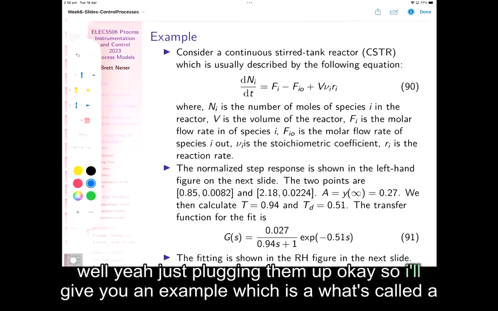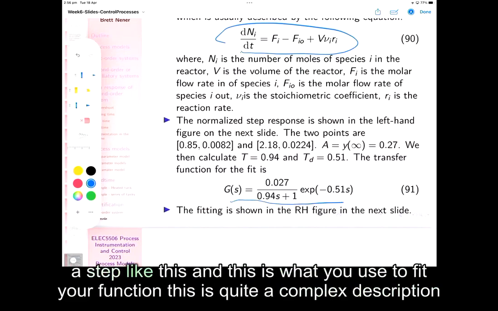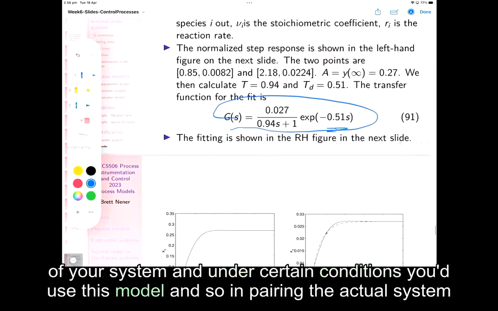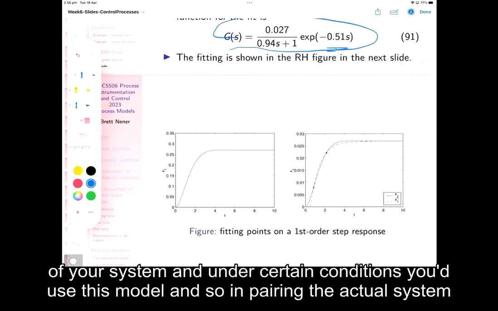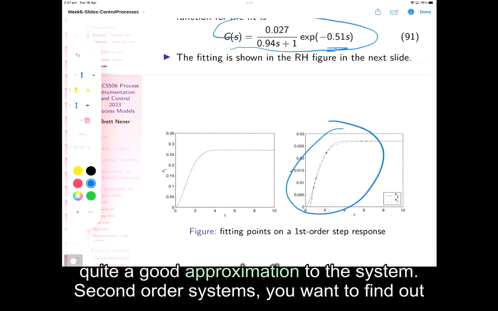Okay, so I'll give you an example, which is what's called a continuously stirred tank reactor. It's described by this equation, and you end up having a step response like this. And this is what you use to fit your function. This is quite a complex description of your system, and under certain conditions you use this model. In comparing with the actual system, I think the actual system is the dashed line. Anyway, what this is trying to show is that the model is quite a good approximation to the system.